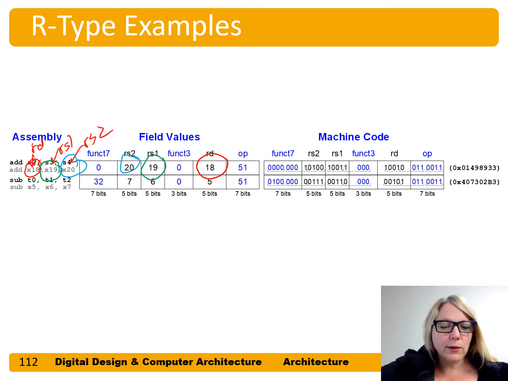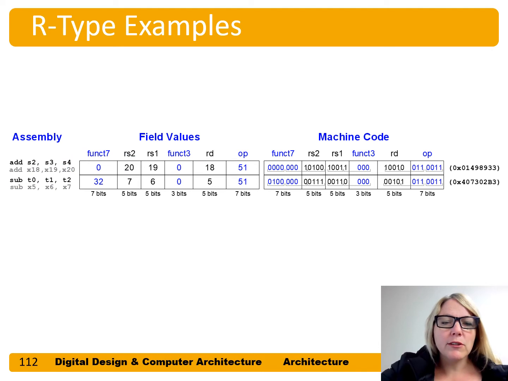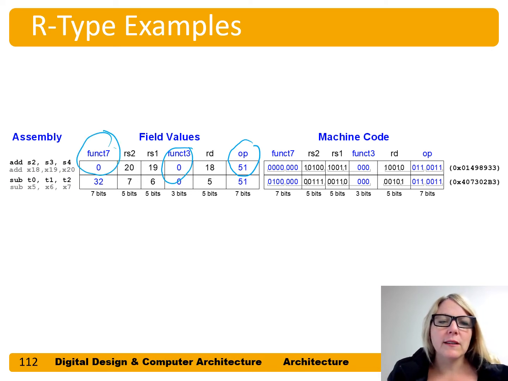And now we also encode what operation to perform. So we have an R-type instruction, and the opcode here is 51 with funct3 and funct7 bits of 0. And that's how we encode an add operation. We wanted to add the 2 source operands, RS1 and RS2, and put the result in the destination.